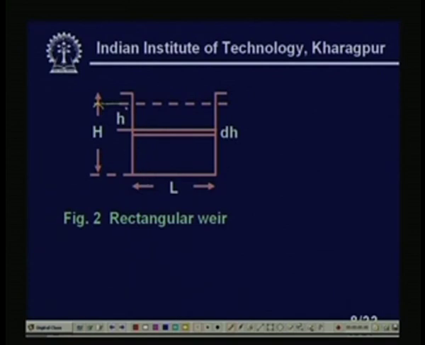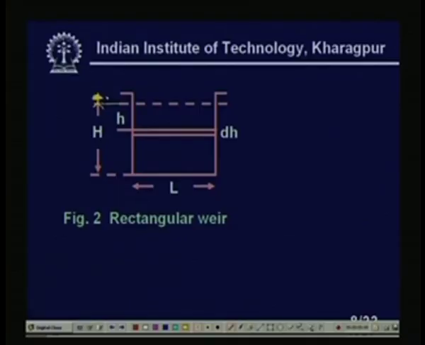From this crest to the undisturbed upstream water flow level, that is the capital H, not this part. For derivations later on we will see, we take a small section dh at a height of h from the top of the undisturbed flow level. So, at a distance h from the undisturbed upstream flow level, we take a section, we work with dh. This will be needed later to find the total volumetric flow rate in the rectangular weir.